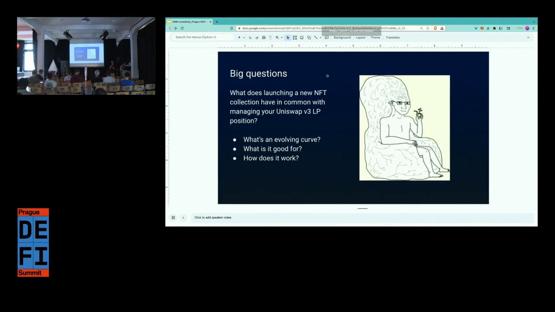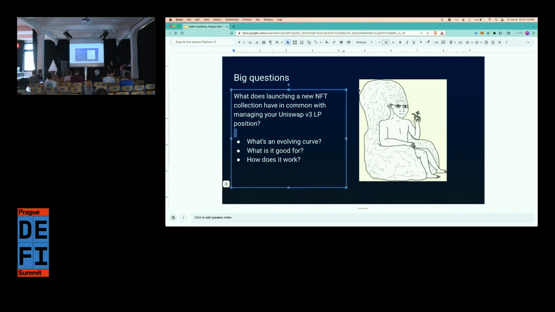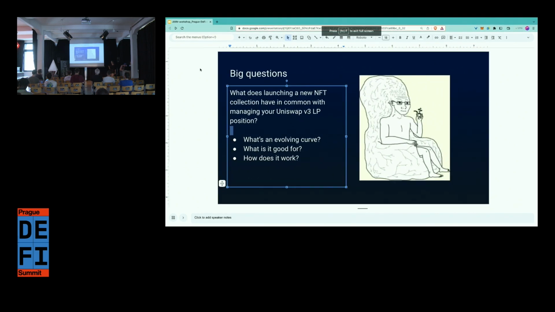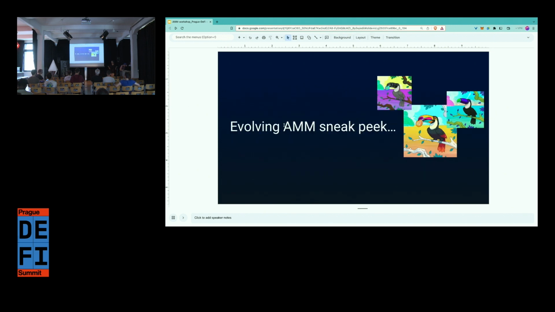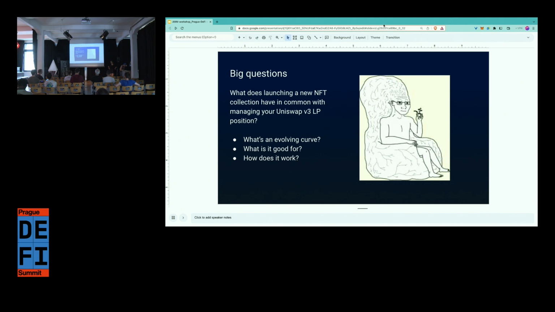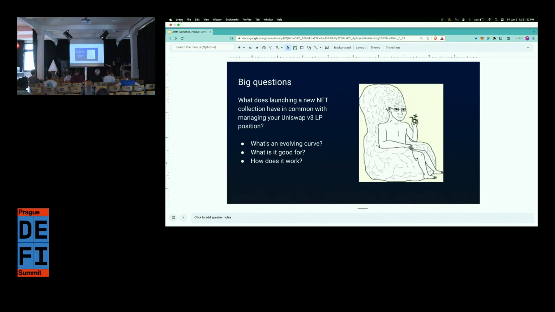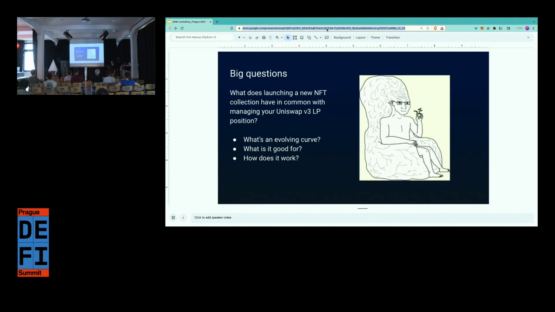Okay, so let's start with some big questions. Big brain questions. What does launching a new NFT collection have in common with managing your UniV3 LP position? Well, both can be solved with an evolving bonding curve. All right, we're going to go over what an evolving bonding curve is, what it's good for, and how it works.